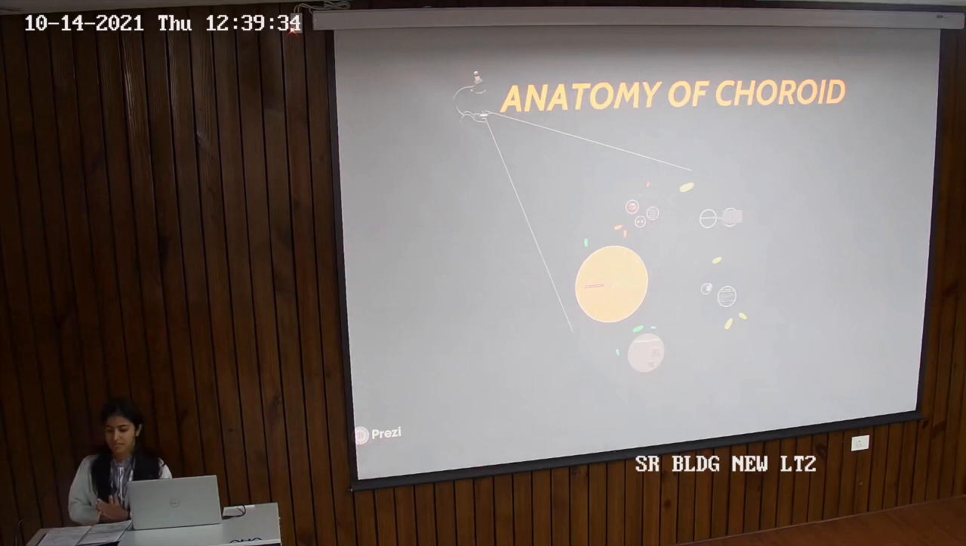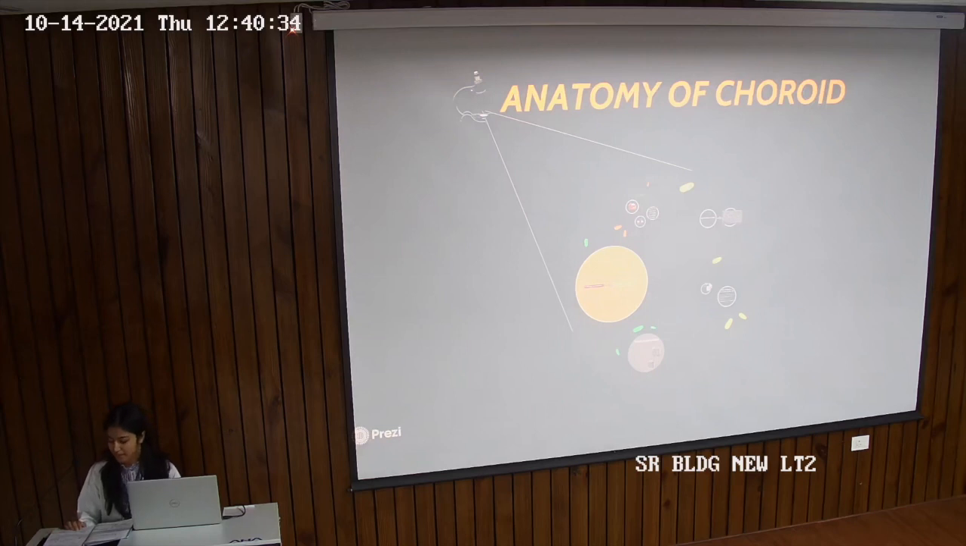So anterior most we have the iris, then we have the ciliary body, and posterior most we have the choroid. These all form the uveal tract. The ciliary body has two parts, pars plana and pars plicata. The iris and the pars plicata part of the ciliary body form the anterior uvea, while the pars plana forms the intermediate uvea and the choroid forms the posterior uvea.